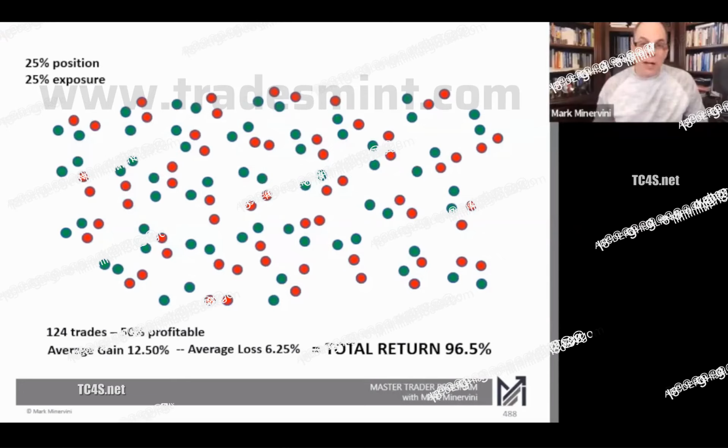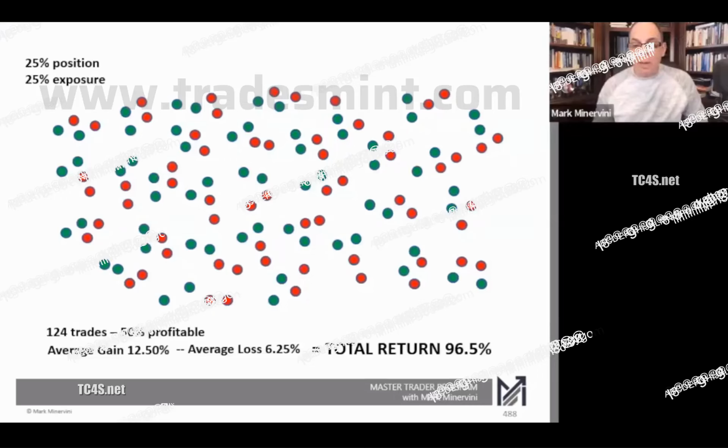The green dots represent an average gain of 12.5%. The red dots represent an average loss of 6.25. Doesn't really matter what would be assigned to each dot individually. The average gain, 12.5 versus 6.25, is 2 to 1. So 2 to 1 at 50% batting average is a 2 to 1 trader. This would be getting that $2 for risking one, right?